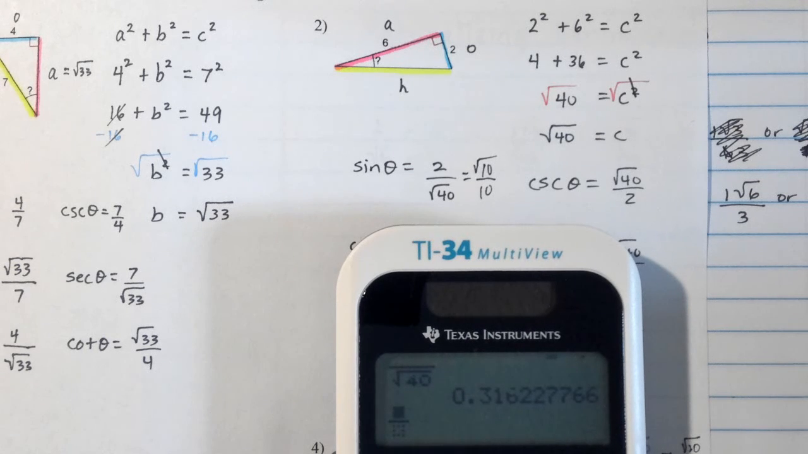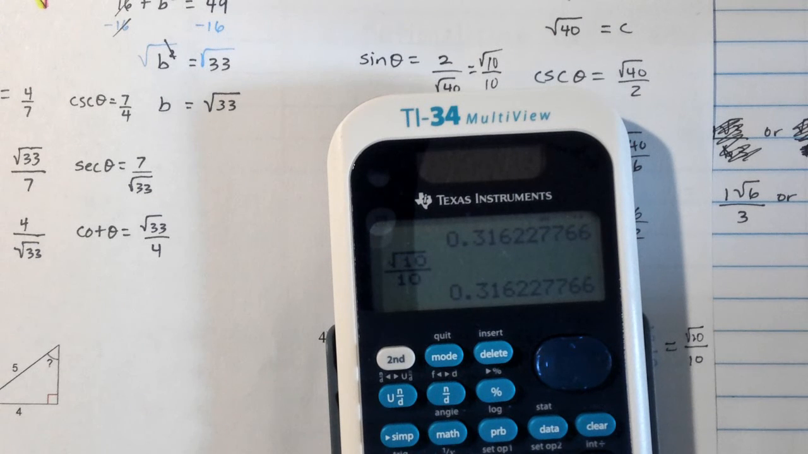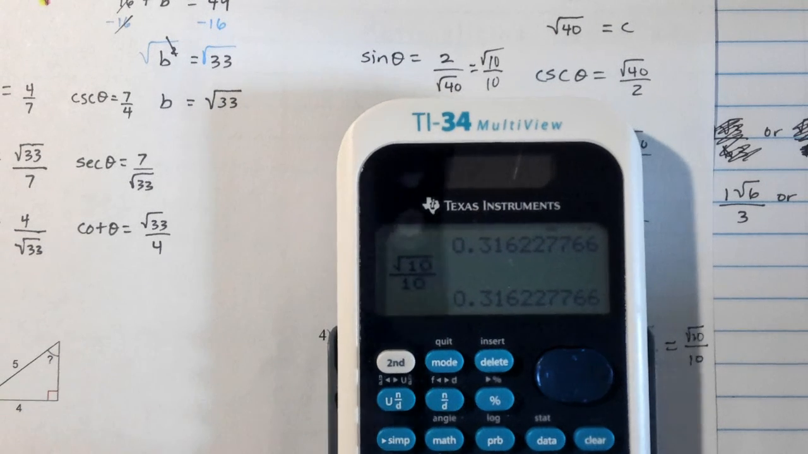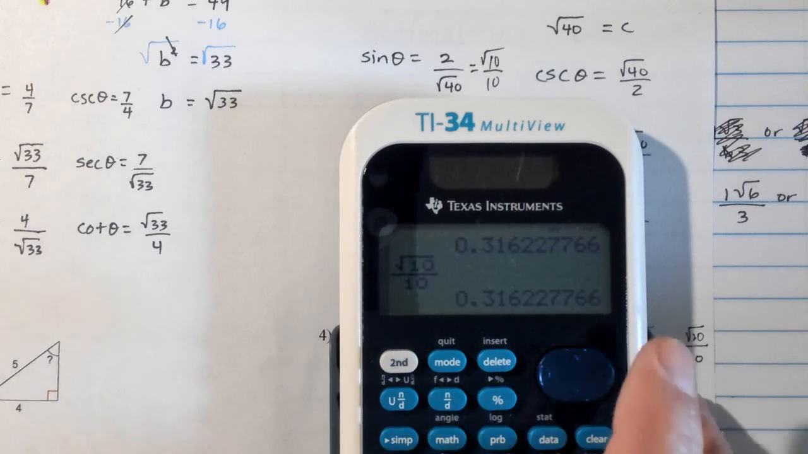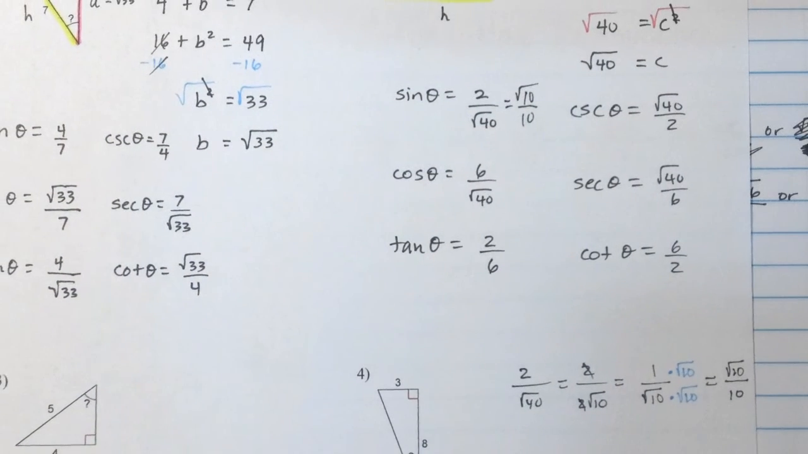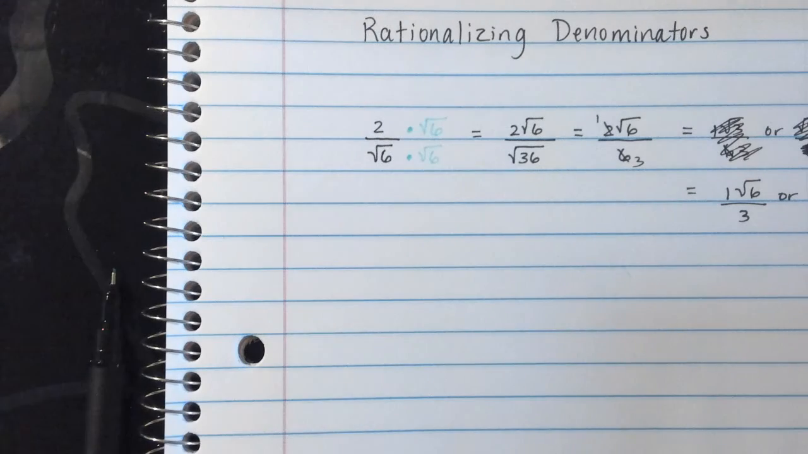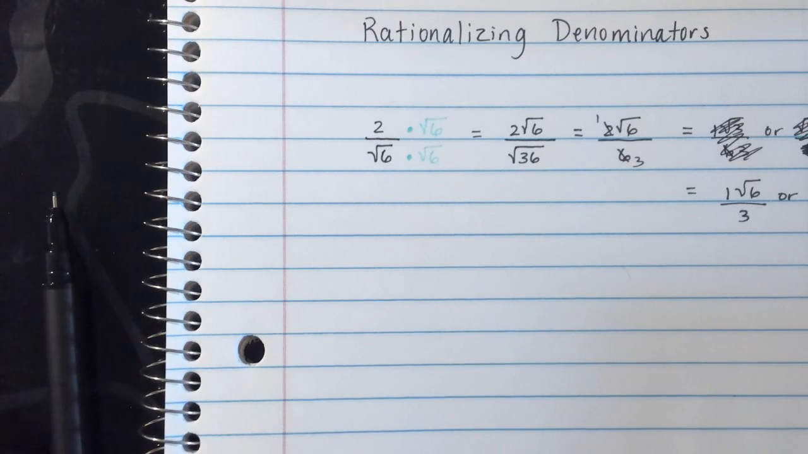And now if I go to square root of 10 divided by 10, hopefully I get the same thing. Oh my gosh, I'm so scared. Yes! I am victorious! Okay. So, hopefully that's a little quick lesson on rationalizing denominators.